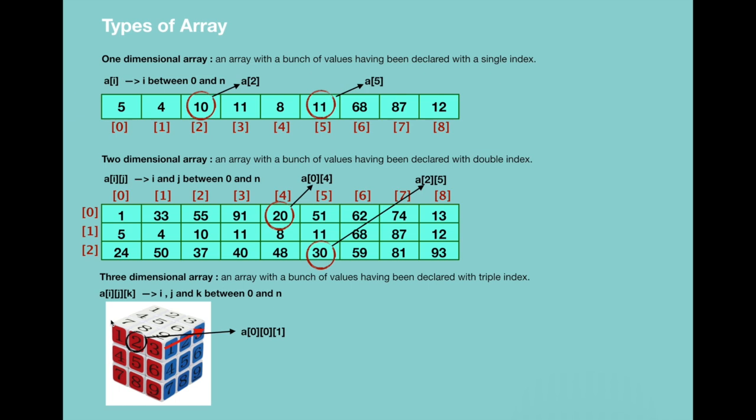Okay, let's try one more example to make things more clear. So here we want to access this element over here. To access this element, first we need to identify the depth. So what's the depth of this element? If we start from here 0, 1, 2, the depth is 2.